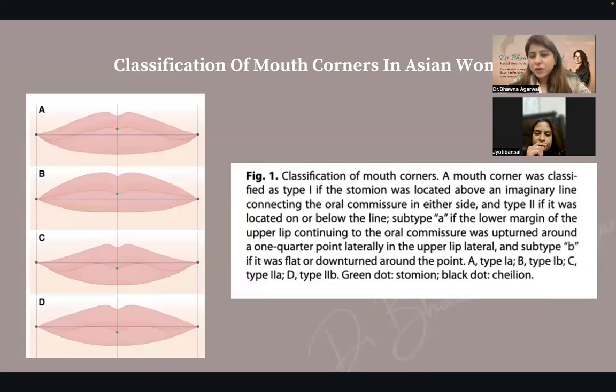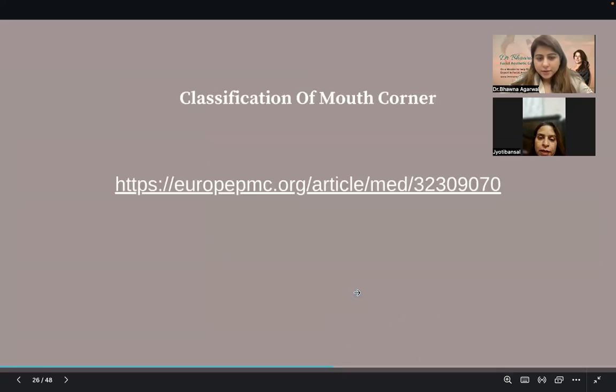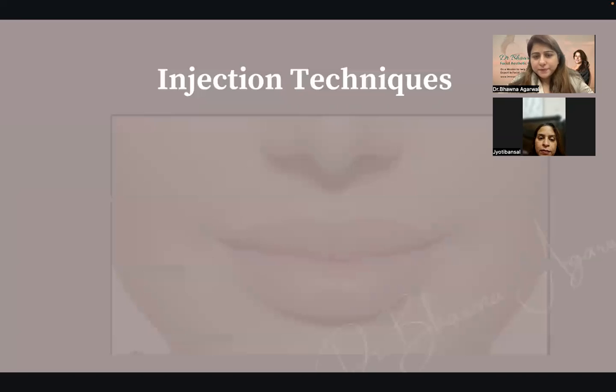So then we have this paper, a classification of mouth corners in Asian women. You can go through it. Here, naturally, this is not due to aging. This is naturally what individuals have, the type of lips. So if you're interested, if you have time, you can go through this paper also. This is a link to that paper.